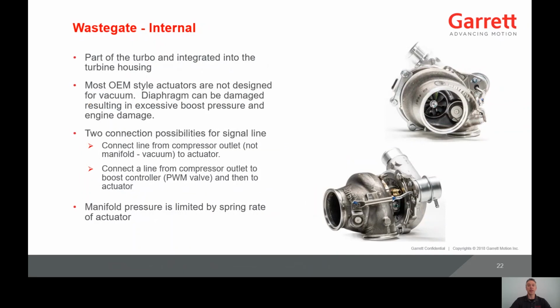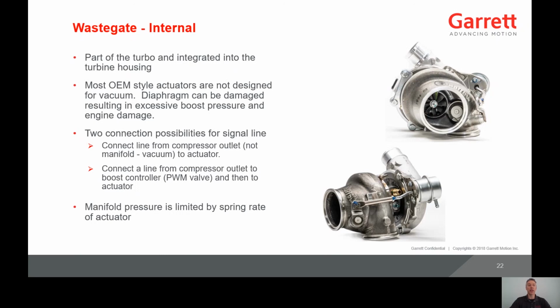There are two types of wastegates, internal and external. Internal wastegates are part of the turbocharger and integrated into the turbine housing. Most OEM-style actuators are not designed for vacuum. Vacuum can damage the diaphragm, which could lead to excessive boost pressure and engine damage.